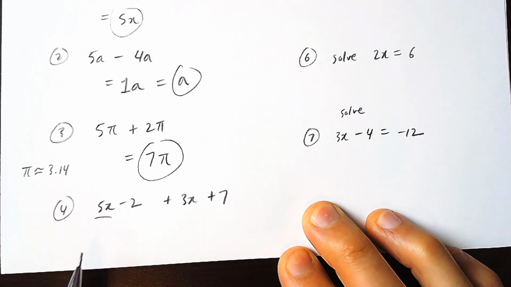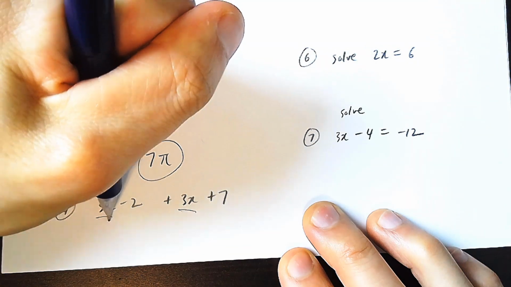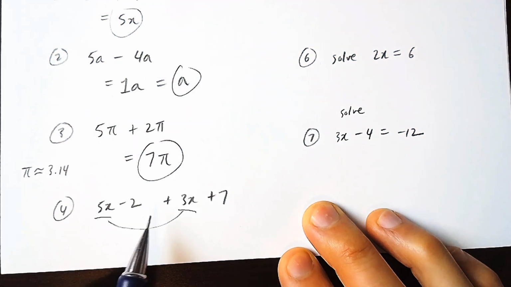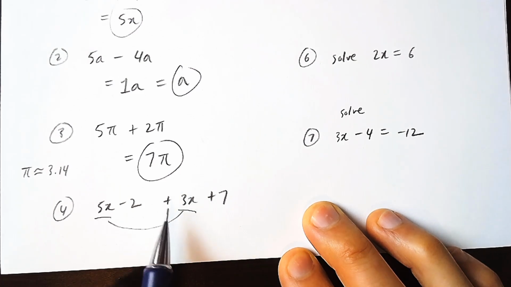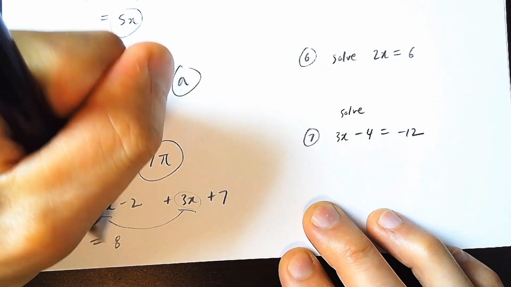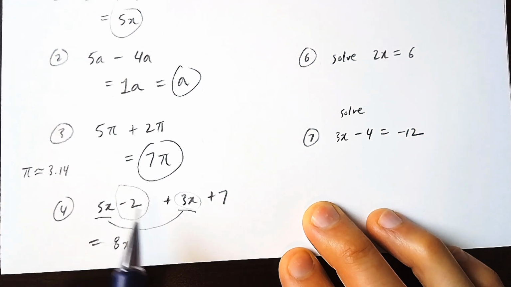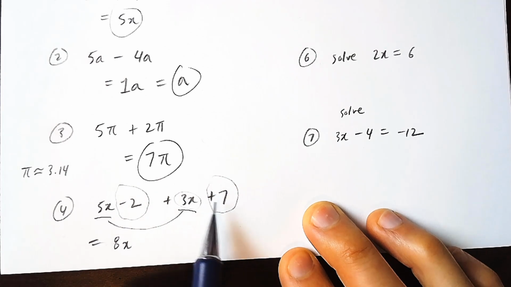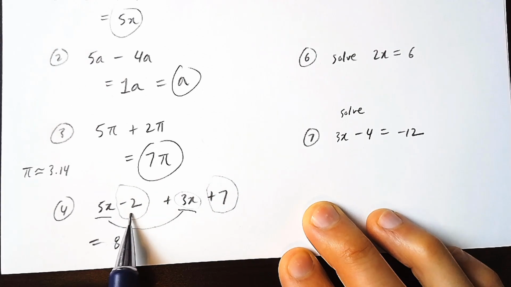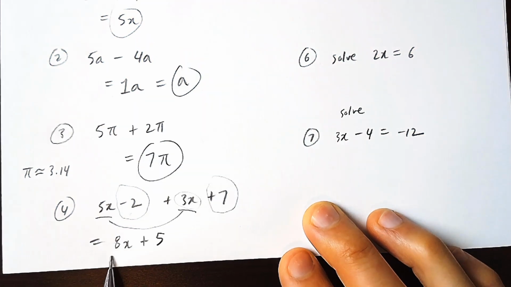You have 5x, and then you have 3x. You're not allowed to mix different letters. You're not allowed to mix constants versus x's. So keep the likes with the likes. What's 5x plus 3x? When I say plus 3x, the plus or minus sign is to the left of the actual term. What's 5x plus 3x? The answer is 8x. And what is negative 2 plus 7? If you have $7 and you spend $2, you now have positive $5. So that's the simplified expression.